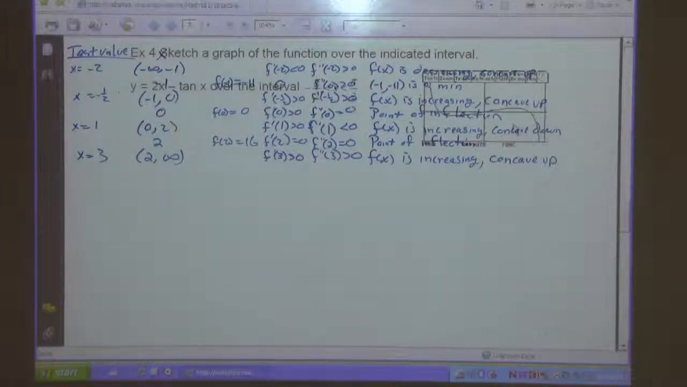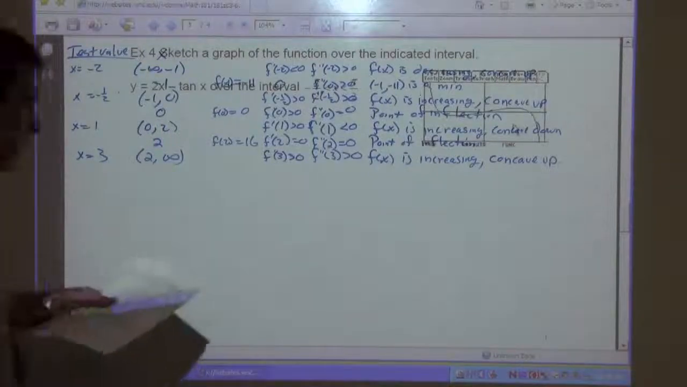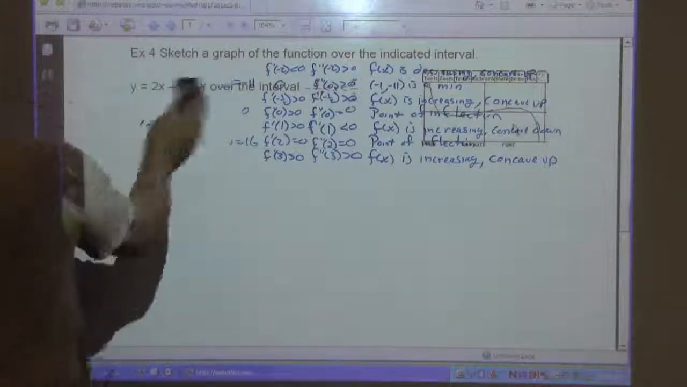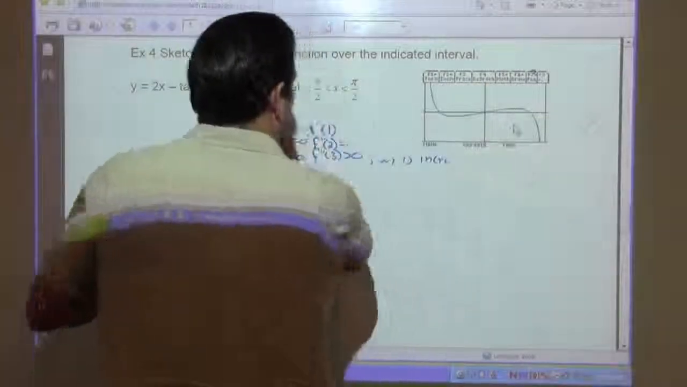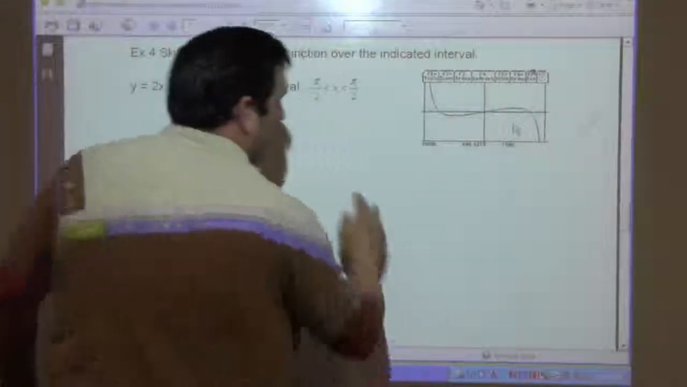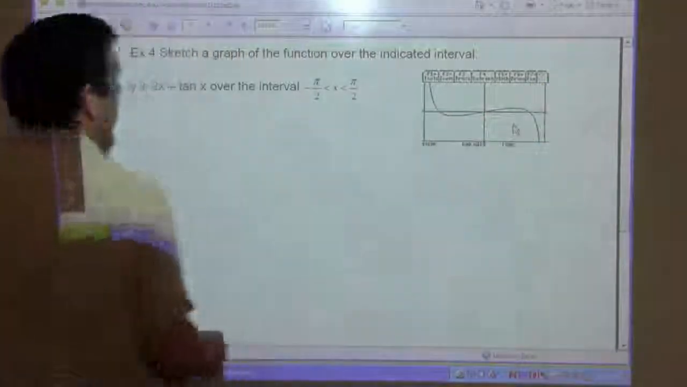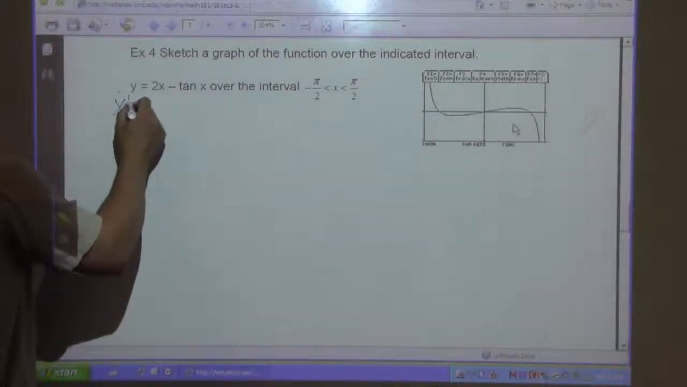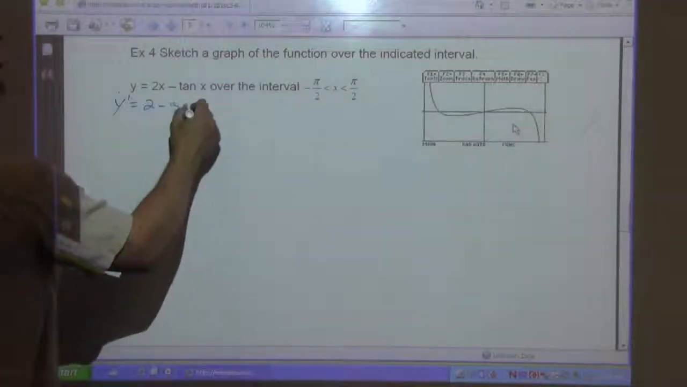Okay, example 4. It says sketch the graph, and it's already sketched there, of the indicated function over the indicated interval, and here it is, from -pi/2 to pi/2. Y equals 2x minus tangent x. So our first derivative, y prime, is going to be 2 minus secant squared x.